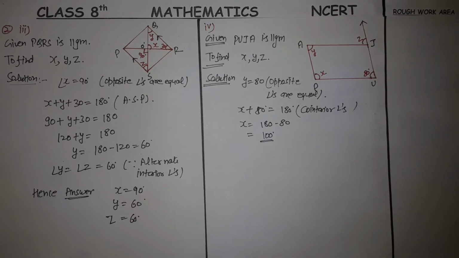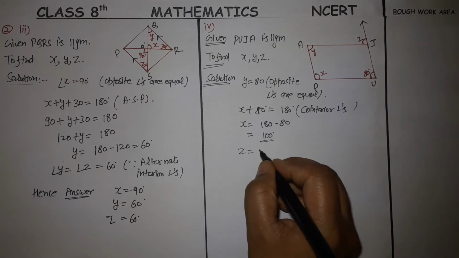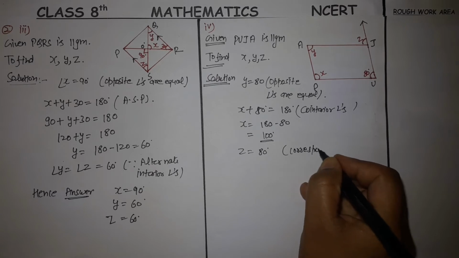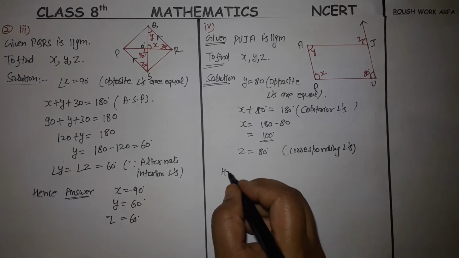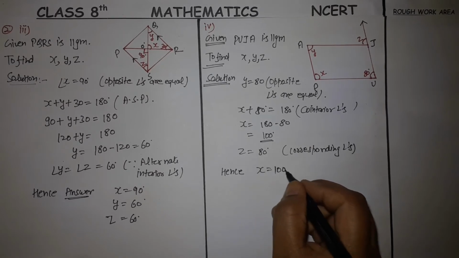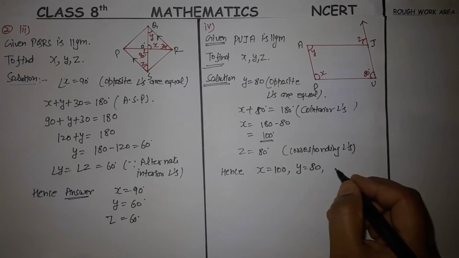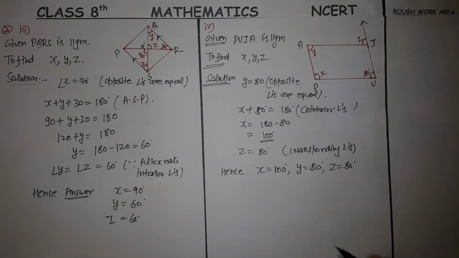X equals 100 degrees. Angle Z equals 80. Reason? Corresponding angle. At last we will write the answer. X 100, Y 80 degrees, Z 80 degrees is your required answer.